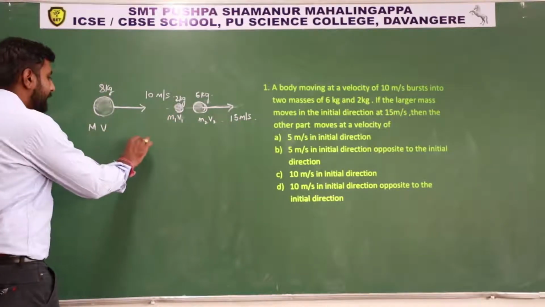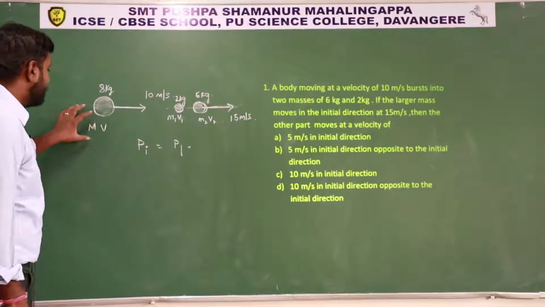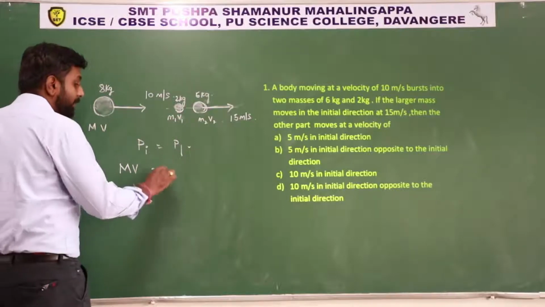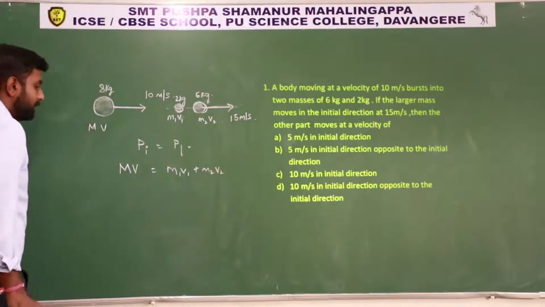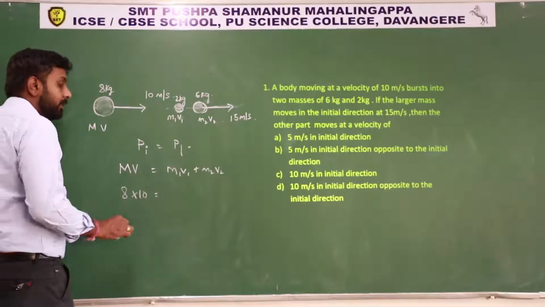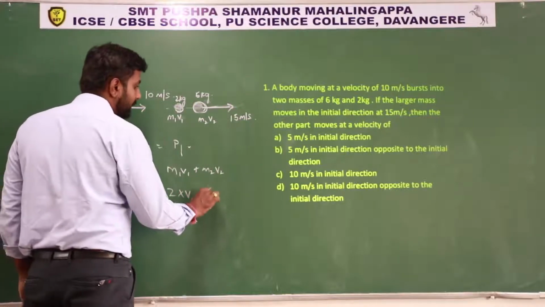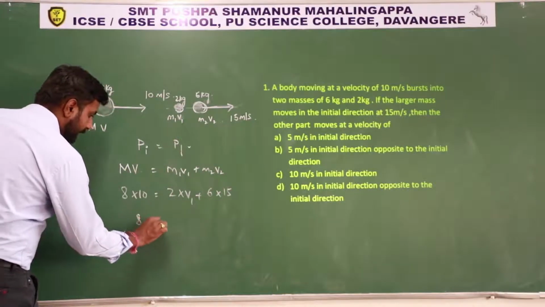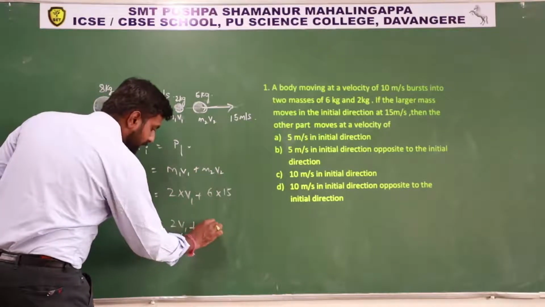So here we can write: initial momentum of a system equals final momentum of the system. Initial momentum is m times v, which equals final momentum m1 v1 plus m2 v2. According to the law of conservation of momentum, initially its mass is 8 kg moving with 10 meter per second. This equals m1 which is 2 kg, v1 we have to find, plus m2 which is 6 kg, v2 is given as 15. Then 80 equals 2 v1 plus 90.